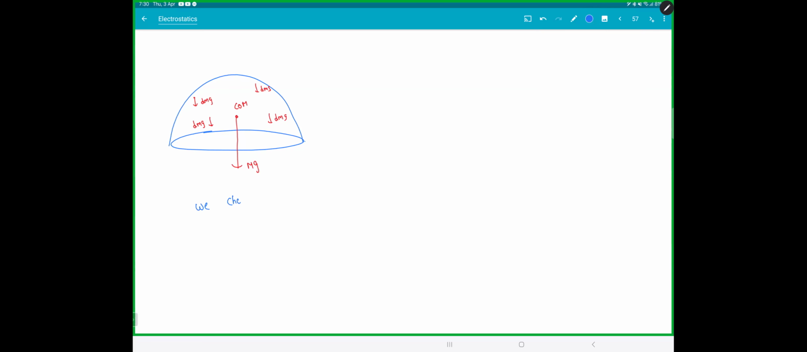So we choose mg at the center of mass while drawing an FBD. And then from there we calculated torque, force, everything. That is the way it works out, whereas in reality, the weight is not at a single point, it is actually distributed.